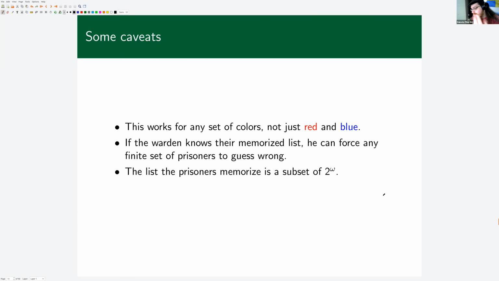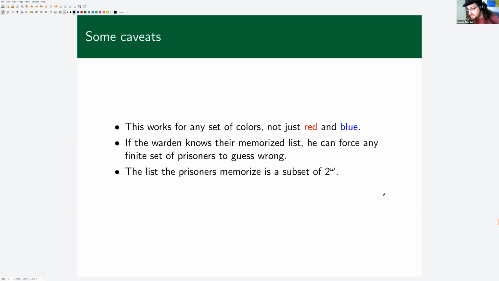And now another thing that I want to mention: the list that the prisoners are memorizing is a subset of 2 to the omega. This is a statement about topology and analysis, so if you're not so familiar with that area, you can ignore this part. But if you do know about this area, then this is maybe of interest to you.